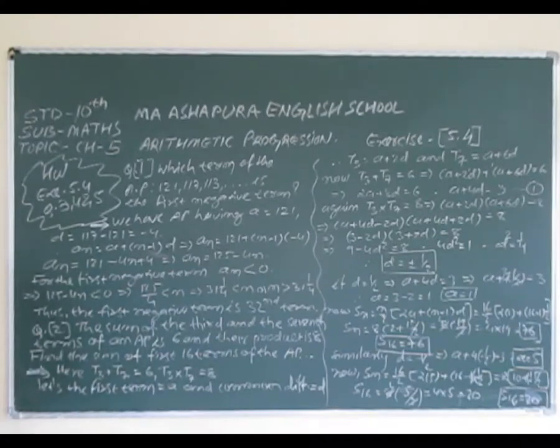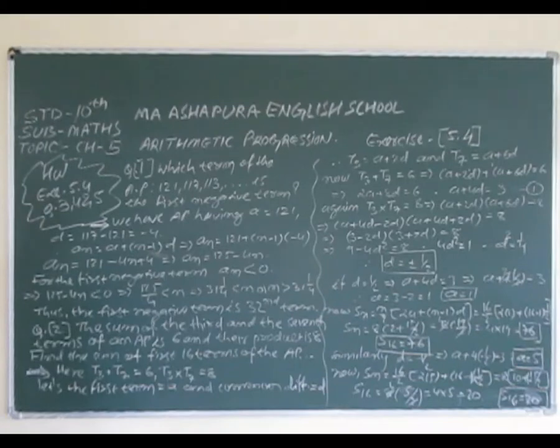Now one more example. Look here, question number 2. The sum of the third and the seventh term of an arithmetic progression is 6, and their product is 8. Find the sum of the first 16 terms of the AP. Here T3 and T7 are the two given terms, and the sum T3 plus T7 is equal to 6. That means T3 plus T7 is equal to 6, and the product of the two terms is 8. That means T3 multiplied by T7 is equal to 8.